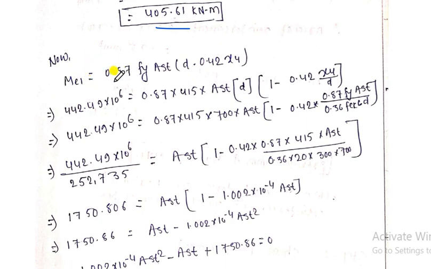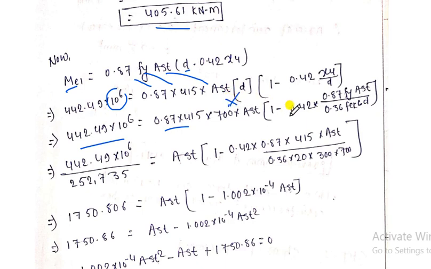ME1 is equal to 0.87 Fy Ast into D minus 0.42 XU. So ME1 is 442.49, and we need to take it in Newton mm. For converting kilonewton meters into Newton mm, we have to multiply by 10 to the power 6. 0.87 as usual, Fy is 415, and Ast we need to calculate, right? We have taken D in common, so we take D outside, and the remaining is 1 minus 0.42 XU by D. So as usual, this equation is 0.87 into 415 into 700, and this Ast as Ast, right? And D is 700 here, right?